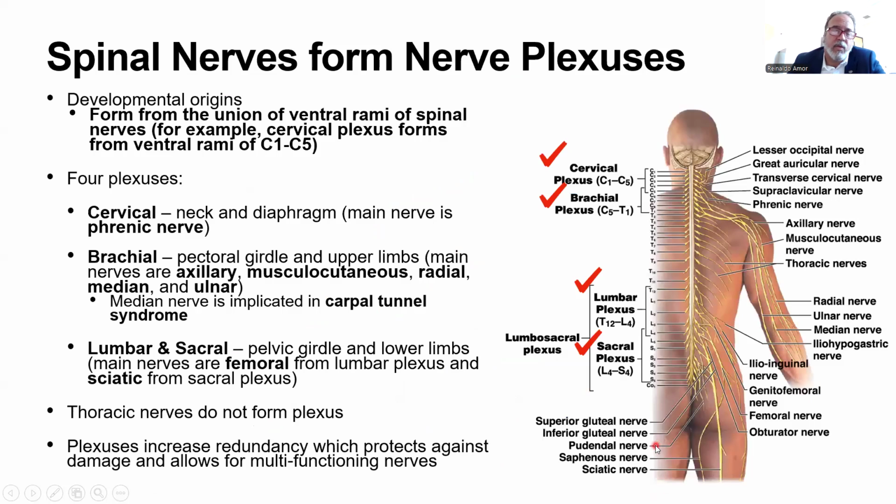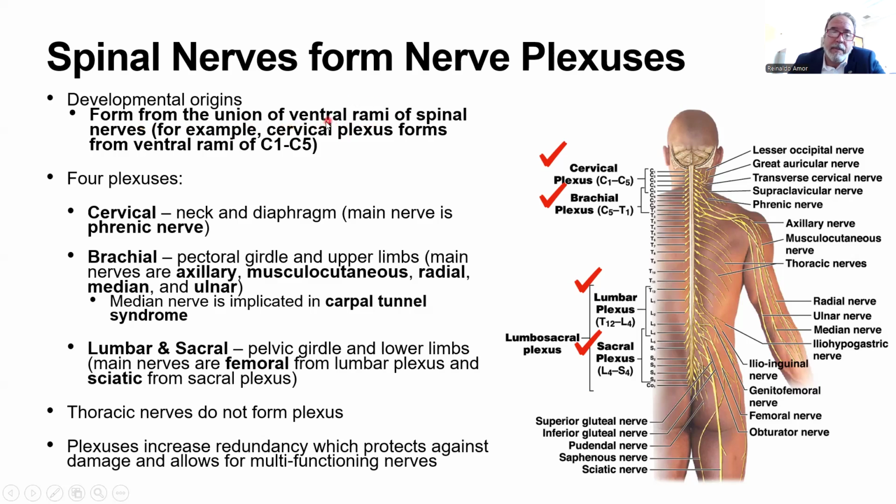Okay, now we're going to talk about spinal nerves and nerve plexuses, how spinal nerves can form nerve plexuses. So the first thing that we need to know is what a nerve plexus is. A nerve plexus is formed by the union of the ventral rami, the anterior rami of the spinal nerves. So specific ventral rami of spinal nerves, okay?